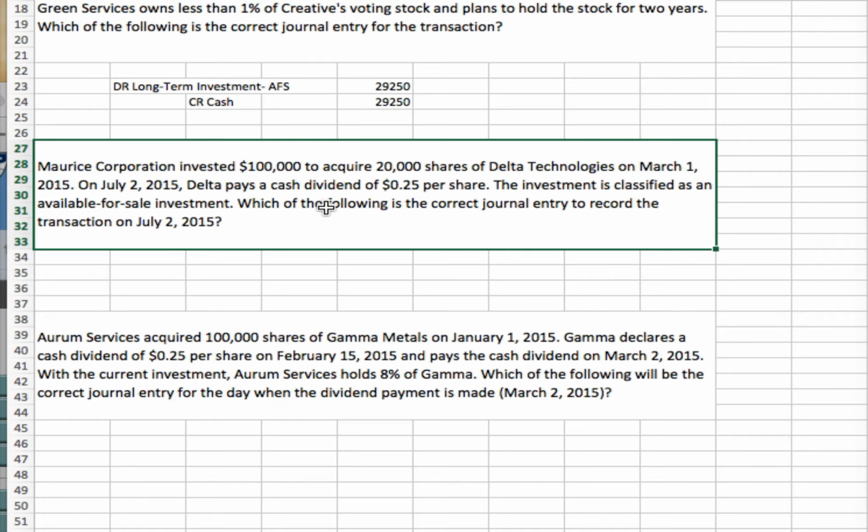Okay, so the key information here. We need to know the per share amount of the dividend so that we can know how much to put in the journal entry. What's the dollar amount? As far as what the journal entry looks like, we need to know, is this less than 20% ownership? Is it 20 to 50, or is it greater than 50%? Well, they clued us into that by saying the investment is classified as an available for sale investment.